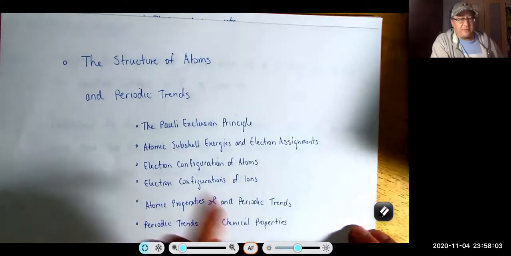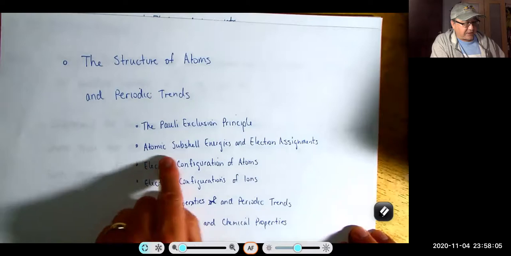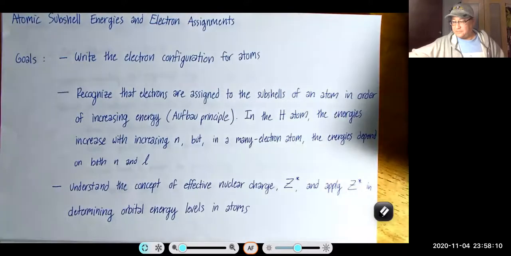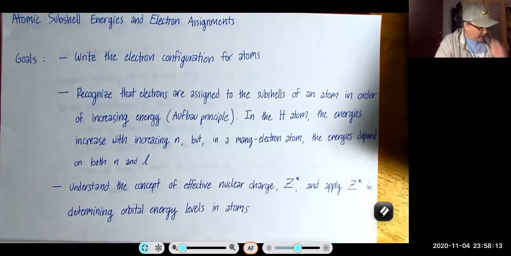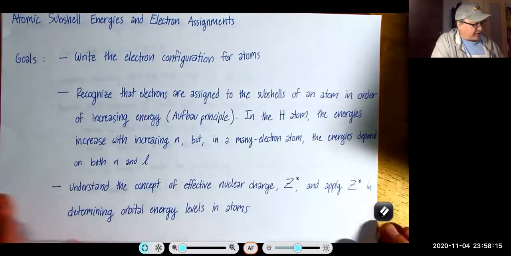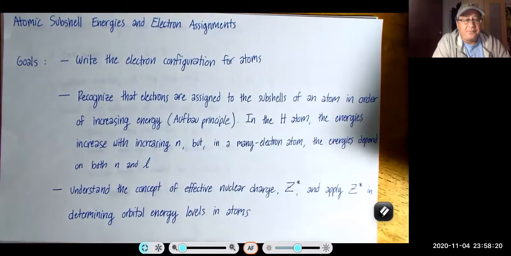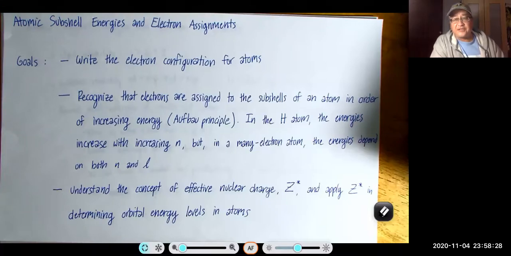The next section we're going to be covering is atomic subshell energies and electron assignments. So here we go. The goals of this particular subsection are to write the electron configurations for atoms, and recognize that electrons are assigned to the subshells of an atom in order of increasing energy. Another way to say that is you assign electrons to more stable orbitals than less stable orbitals, or more stable subshells than less stable subshells.